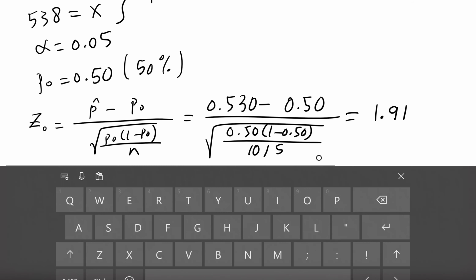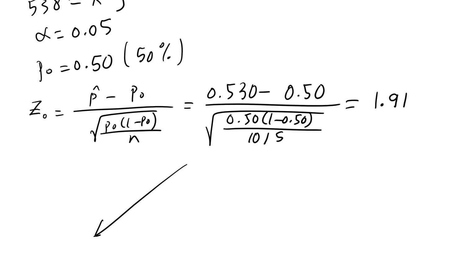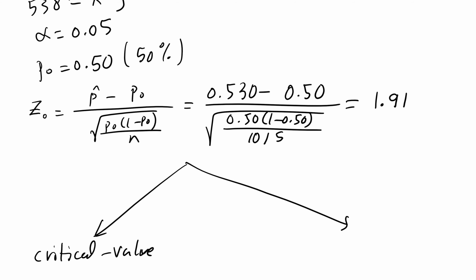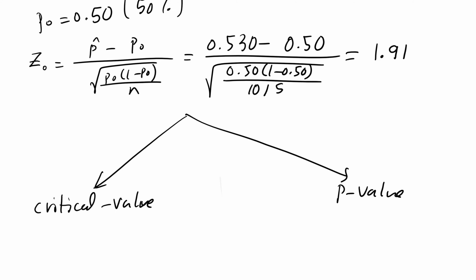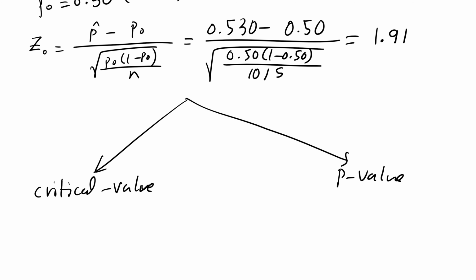Now we have two different approaches, as before: the critical value approach and the p-value approach. Let's take each one of them and find them. For the critical value, how do we find it? We have alpha equals 0.05. Remember the z table, table 2, gives us only the area to the left.